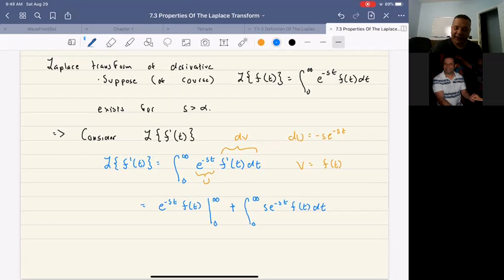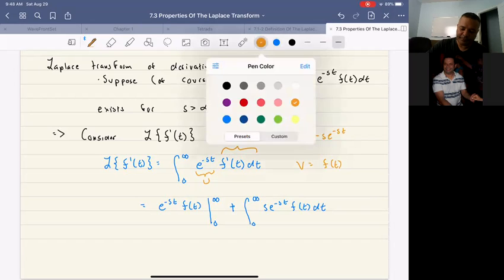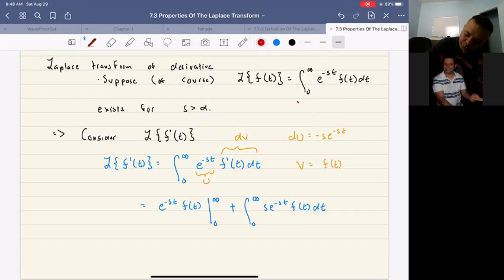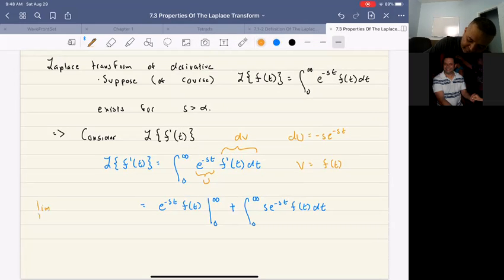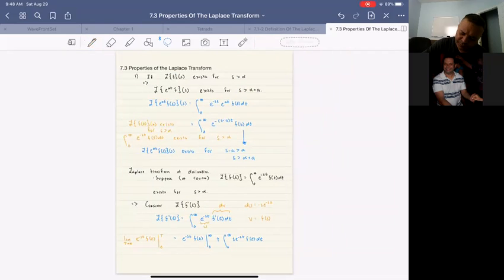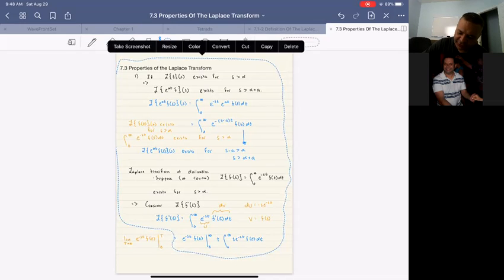Now what happens here to this thing? Well, let's take the limit as t goes to infinity on the first part. So let's take the limit as t goes to infinity of e to the negative st times f of t, from 0 to t. Let me make this a little smaller, just so that I can fit this on the page.